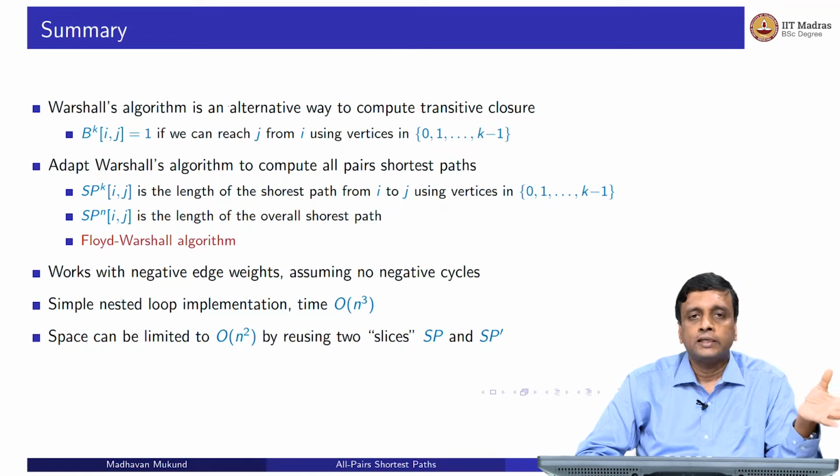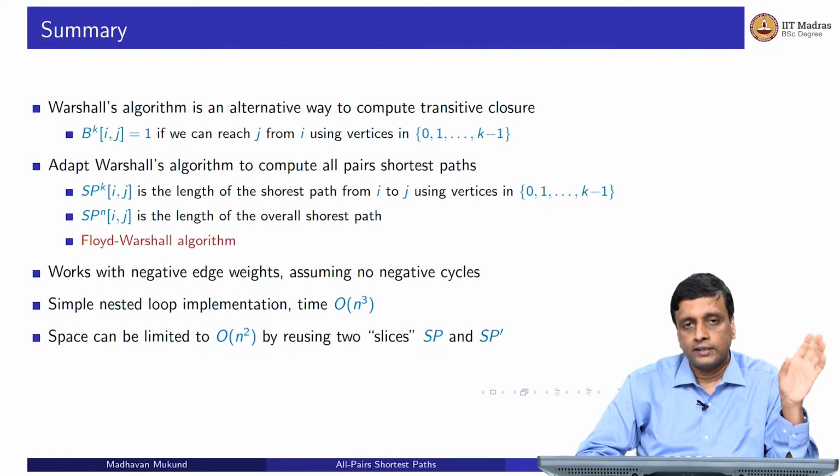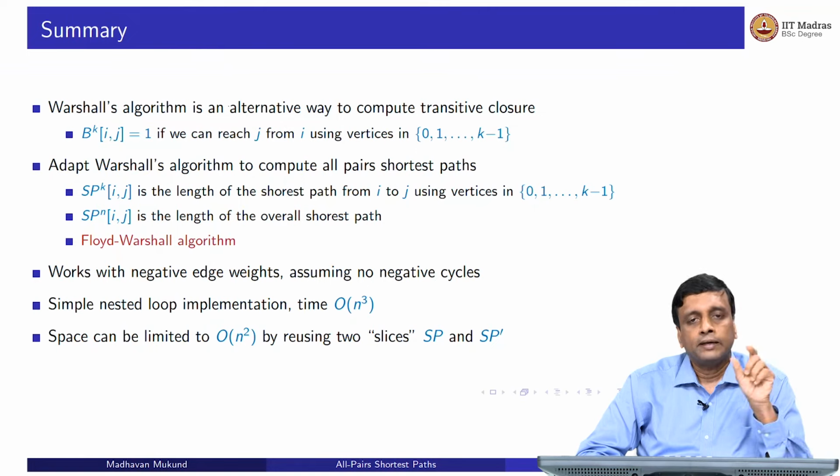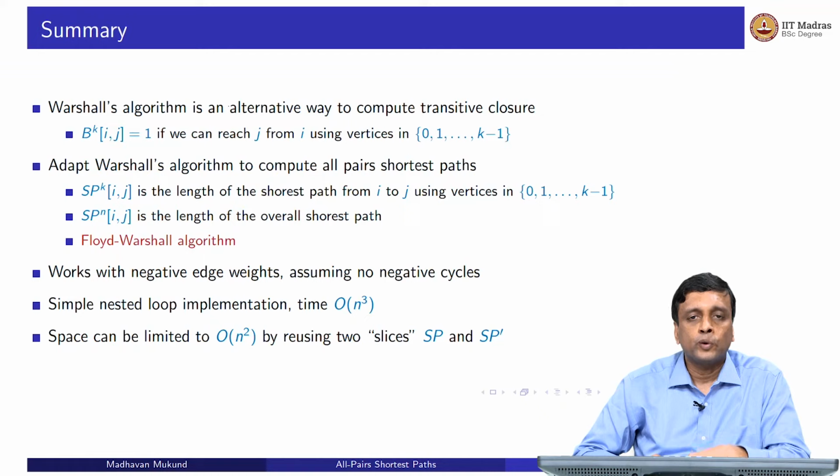This order n cubed unfortunately cannot be helped, because for every iteration I have to physically update every pair ij, whether or not there is an edge. So it's not proportional to the number of edges in the graph, it's just proportional to the square of the vertices. So it's always going to be order n cubed. However, by doing this trick of reusing the slices, SP k minus 1, SP k, I throw away k minus 1 and use k. By keeping only 2 slices of this thing, I can do this calculation using n squared space rather than n cubed space, which can be a saving.